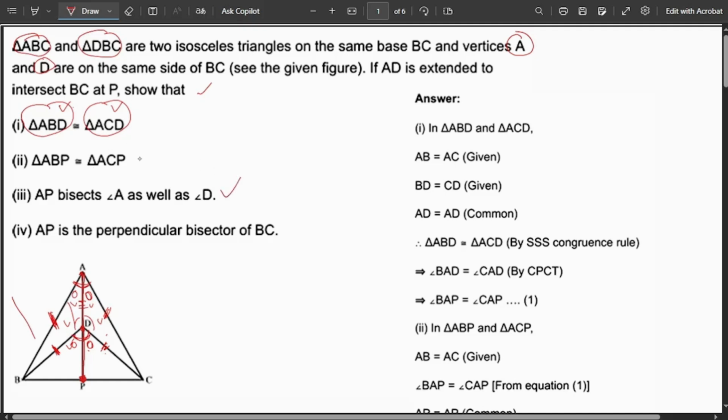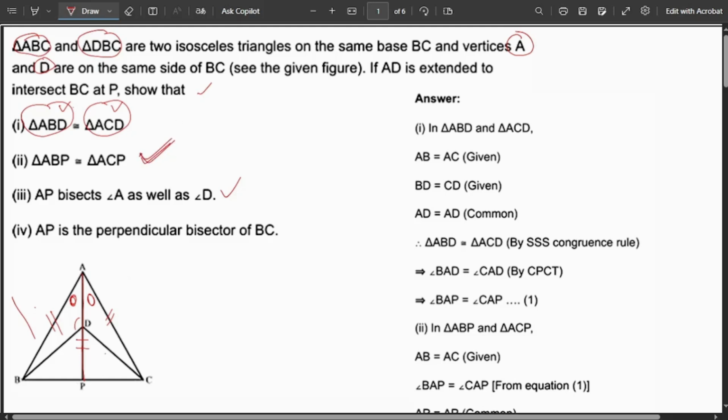Now we have to prove that triangles ABP and ACP, these two large triangles, are congruent. In these two large triangles, it is given that AB equals AC. Now we have just proved that these two angles are congruent, and AP is the common side. So by SAS congruency, these two triangles are congruent. So this proves the second one.